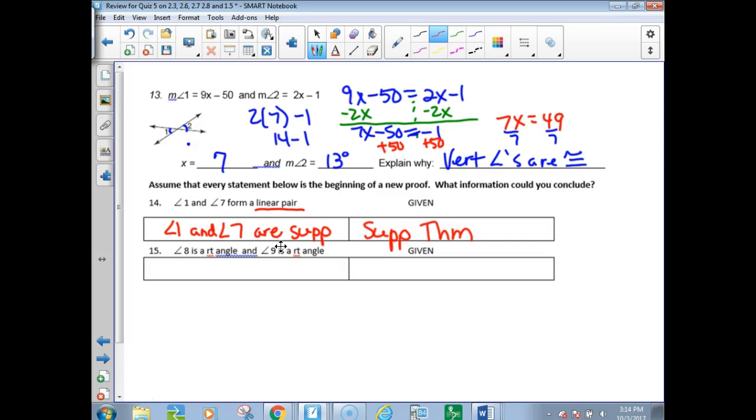Now, the supplement theorem says if you have a linear pair, guys, then the angles are supplementary. That's exactly what it says. So I would want to see supplement theorem. You're going to need to know that. It's in your ISN. Okay, you can look it up. Now, yesterday, there's a couple of things we can write for 15. Yesterday, we talked about something that would be really straightforward. Angle 8 is a right angle, and angle 9 is a right angle. I need a conclusion from this.